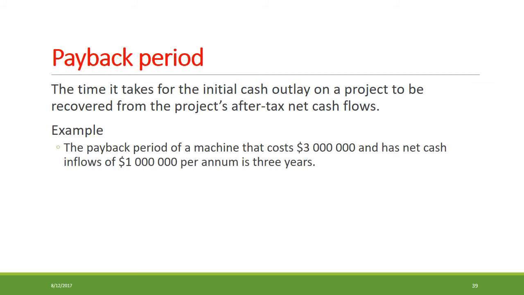So for example, we invest in a machine that costs us $3 million, and every year the project is expected to pay off $1 million in the next 3 years. So in this case, this is how our timeline looks like.